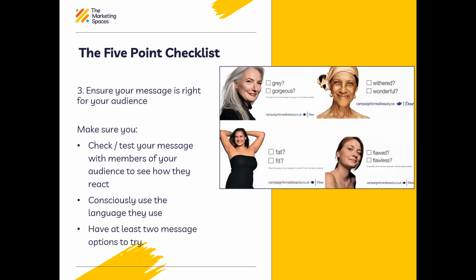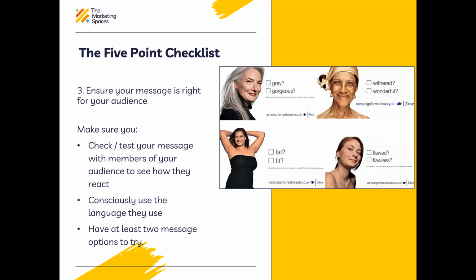Another way is to do A/B split testing. So you might run an advert exactly the same in every way, except you change the message on the top. Keep the same look, the same images, everything, but have 2 different messages. That's having at least 2 message options to try. And we do this at The Marketing Spaces. We'll put something out with one message, go, oh, didn't go down so well.